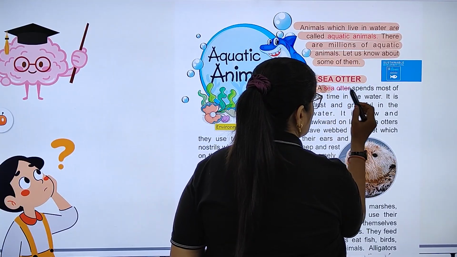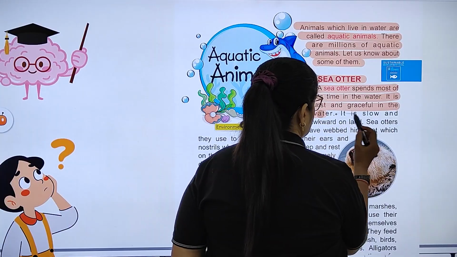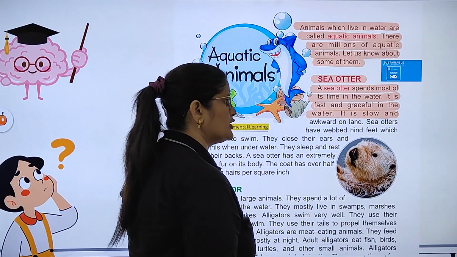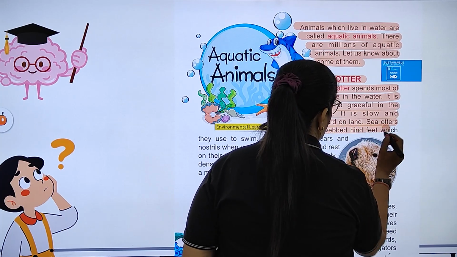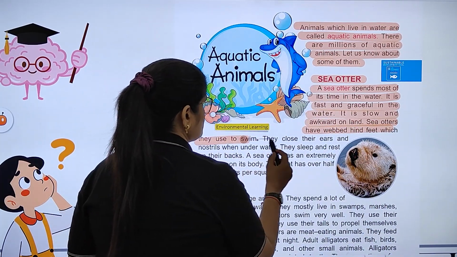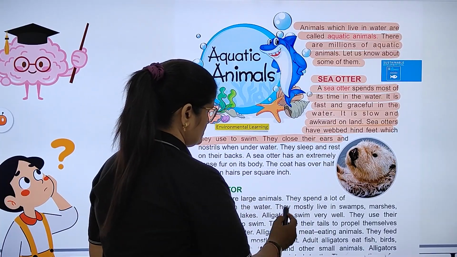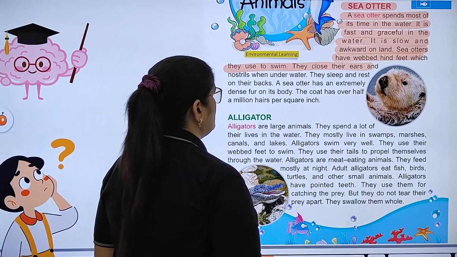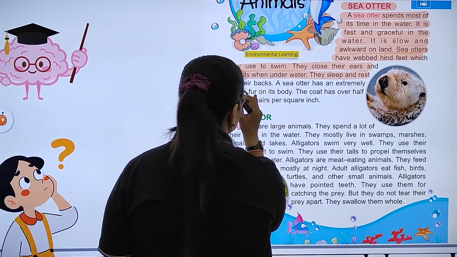Sea otter. A sea otter spends most of its time in the water. It is fast and graceful in the water. It is slow and awkward on land. Sea otters have webbed hind feet which they use to swim. They close their ears and nostrils when underwater. They sleep and rest on their backs.